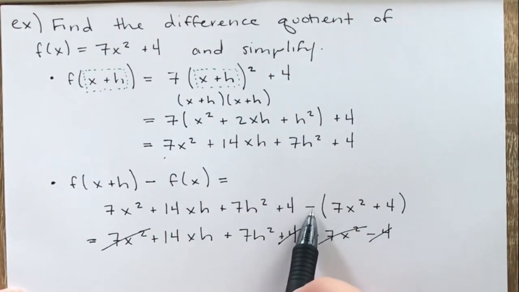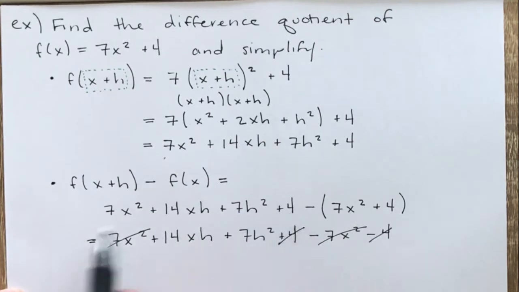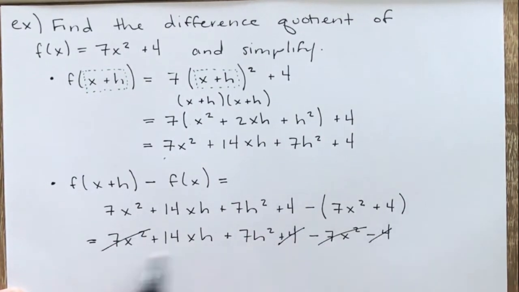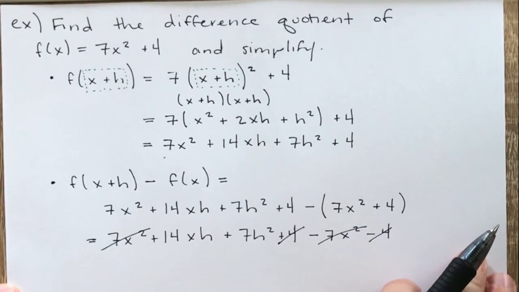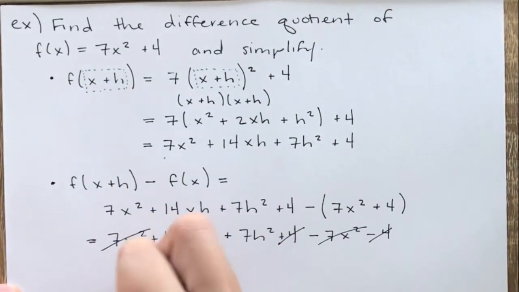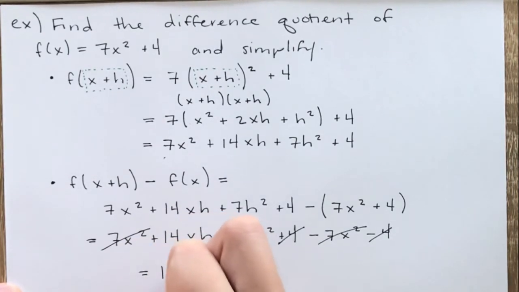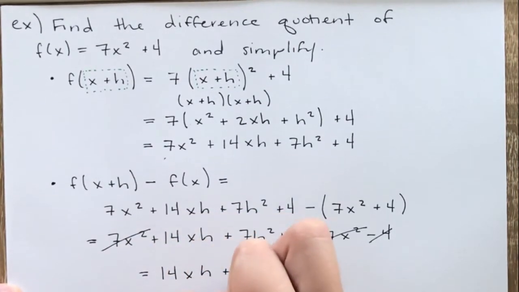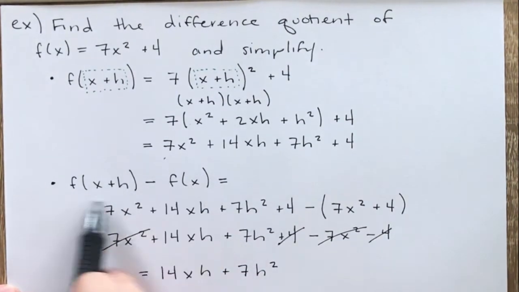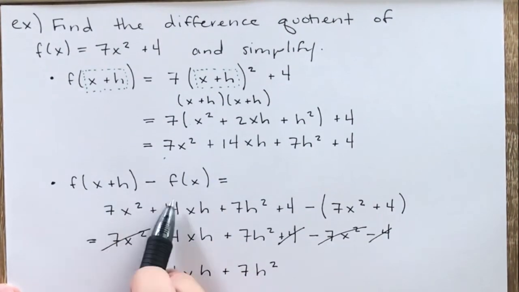If you can see that we have the same matching terms over here, but they're being subtracted, you can cancel from this first line. You don't have to write out this second line, but for some folks it's helpful. So, you only have to do what's helpful for you. Okay, so that leaves us with 14xh plus 7h squared. So that is the numerator of the difference quotient.